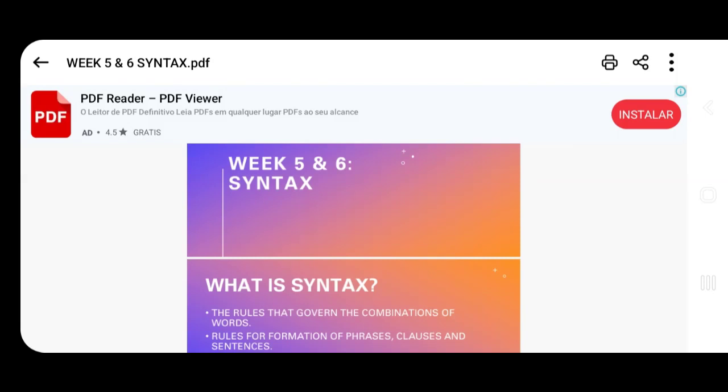Verb phrase: it is a group of words that include the main verb and auxiliaries. Describes the action being performed. We are studying syntax.